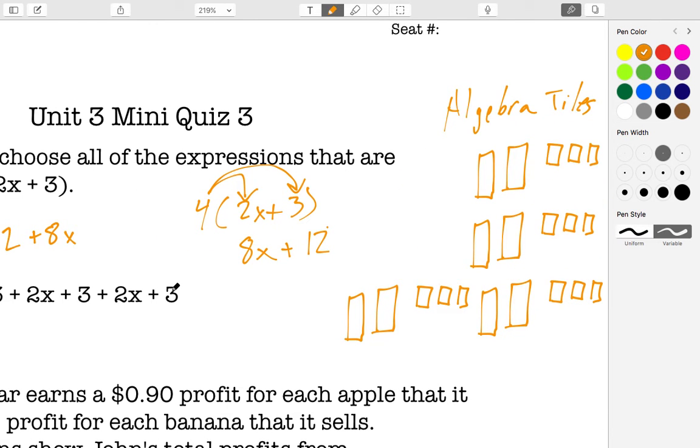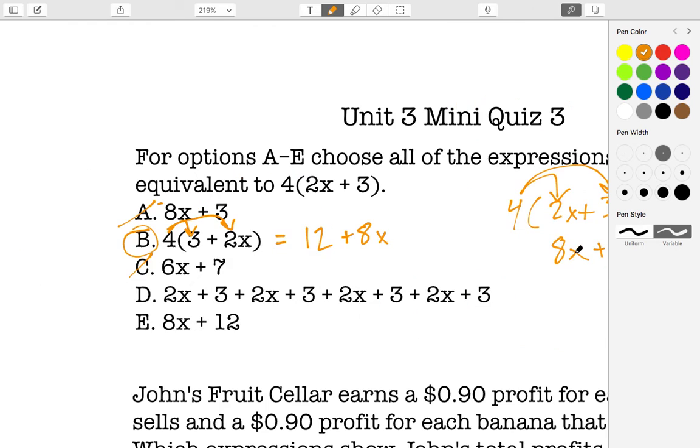Yes. D is the reason I went through the algebra tiles. Because we have a 2x plus 3 here, a 2x plus 3 here, 2x plus 3 here, and a 2x plus 3 here, which is what's going on here. We have 1, 2, 3, and 4. So D works. What about E? 8x plus 12? Yes.